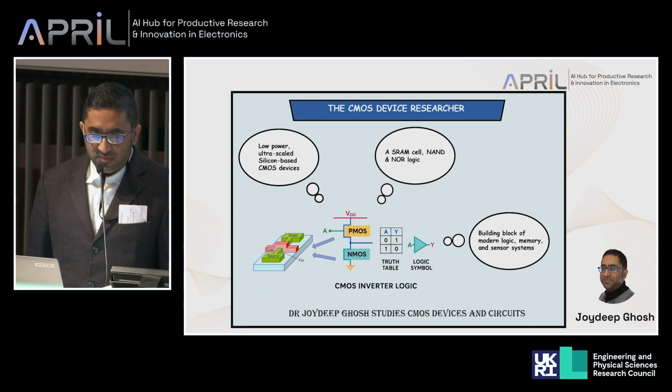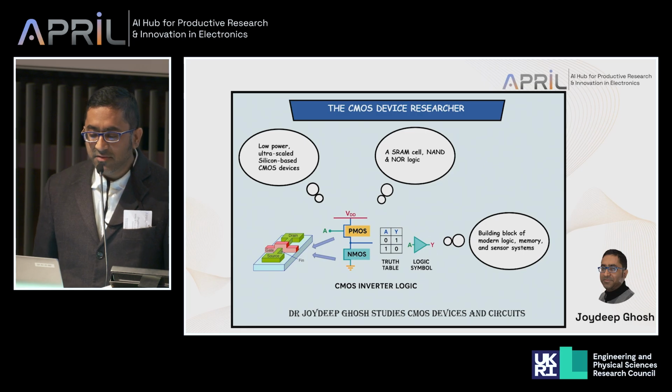So yeah, we consider new materials on silicon. We haven't investigated much, but that's also in our mind, in our plan. And then maybe small circuits like SRAM cell, NAND, NOR logic, something like that, which uses maximum 10 transistors. We can investigate the behavior of the small circuits as well. As we know, these are building blocks for modern logic, memory, and sensor systems. So this is a very interesting topic.